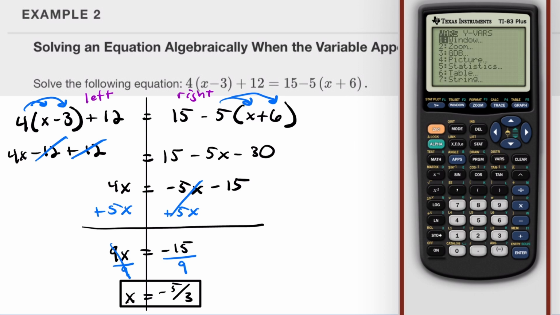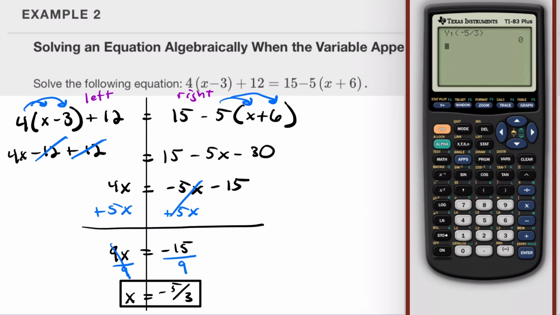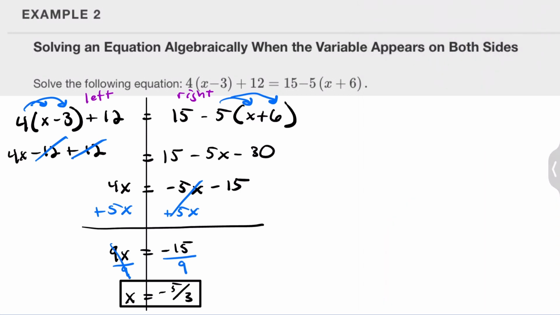I think that's short for variables. I'm going to click to the right to go to Y variables. Number 1 for function, and number 1 again. Basically what I'm doing is calling on the function I just typed in. So now I want to evaluate this function when x is negative 5 over 3. Okay. And again, we should get a result of 0. So that's about the best we could do.